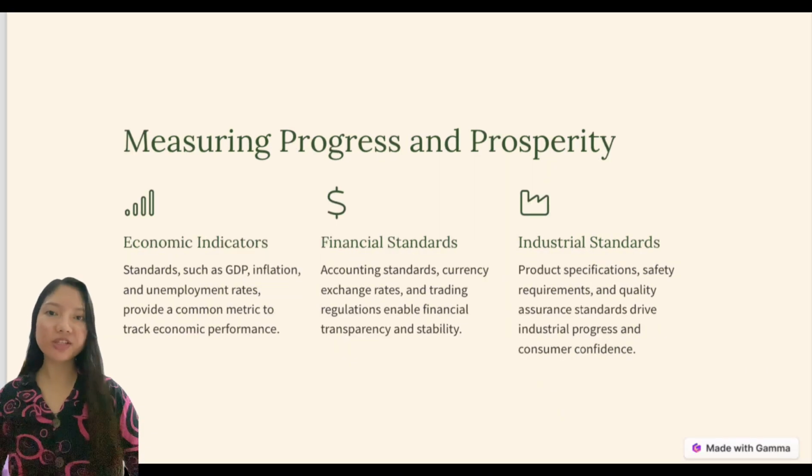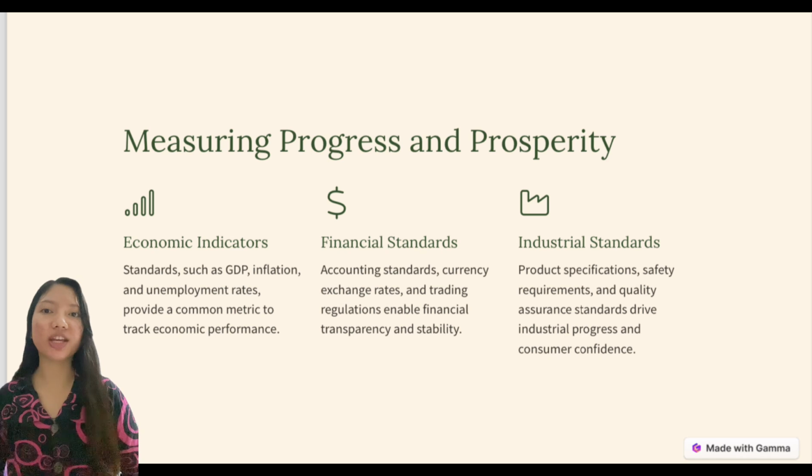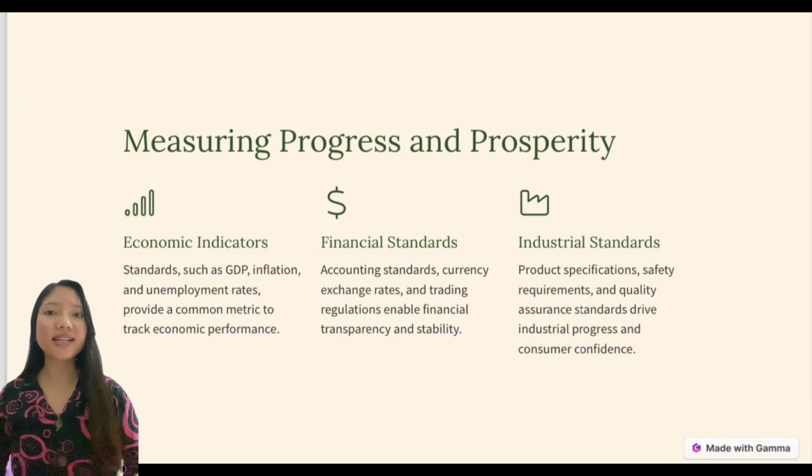Next is measuring progress and prosperity. The first is economic indicators. Standards such as GDP, inflation, and employment rates provide a common metric to track economic performance. The second is financial standards. Accounting standards, currency exchange rates, and trading regulation enable financial transparency and stability.